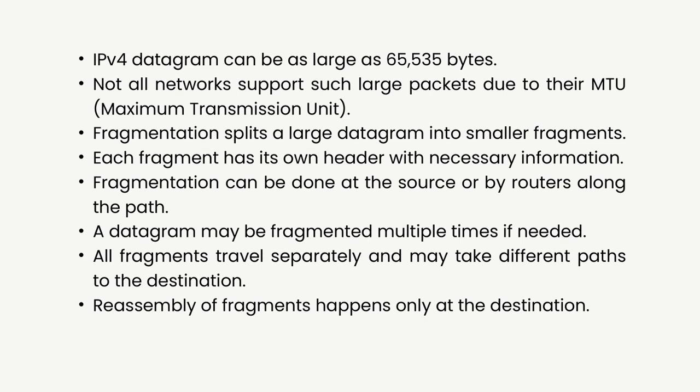Fragmentation involves splitting the large datagram into smaller fragments that are easier to transmit across various networks. Each of these fragments carries its own header, which contains all the necessary information for reassembly later. This process can occur either at the source before sending or by intermediate routers along the path, depending on the network setup. It's also important to note that a single datagram might be fragmented multiple times if it needs to pass through networks with even smaller MTUs.